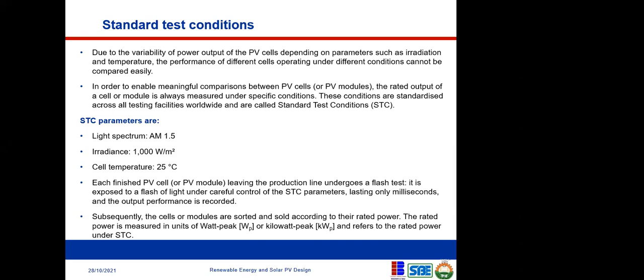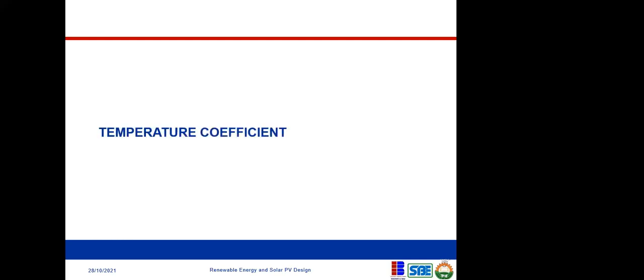Now, the rated power is measured in units of watts peak. Okay, so if you see a solar PV module and it's rated 300 watts, it is the highest amount of power it can get under standard test condition. Under standard test condition, that's how they rate them. Or kilowatt peak, and it refers to the rated power, as I said, under standard test condition.